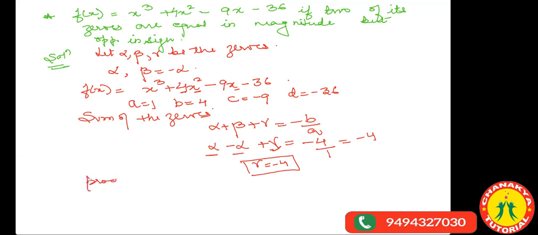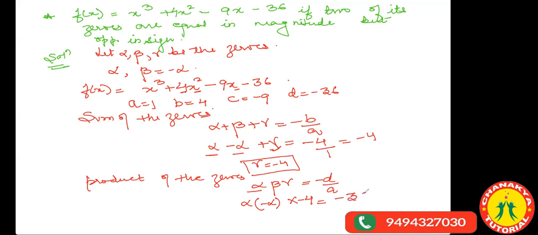So the product of the zeros will be alpha, beta, gamma, and the value will be minus d by a. This is the formula, na? The value of alpha is alpha, the value of beta is minus alpha, gamma is minus 4, the value of d is minus 36, and the value of a is 1. So alpha into alpha is alpha square. It will be 4 alpha square is equal to 36, because minus d, and d is minus 36, so it will be plus 36.